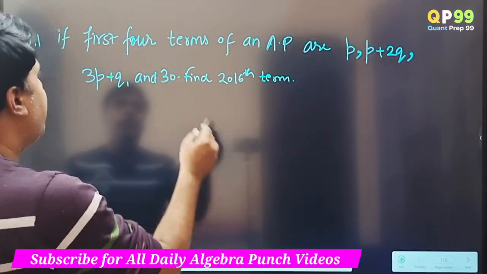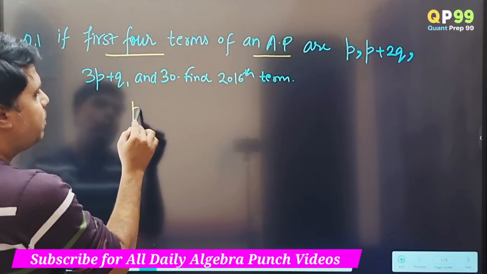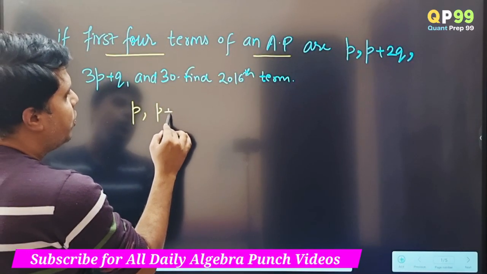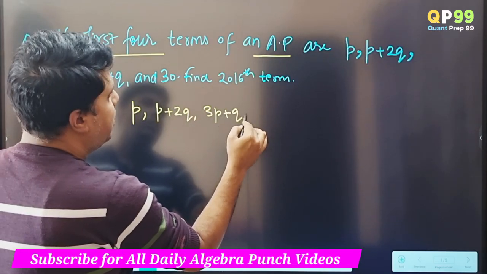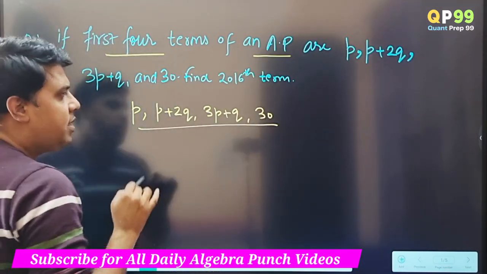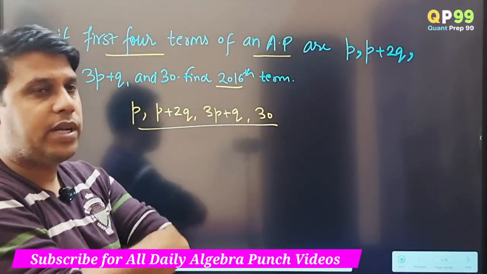So the first question of the video: the first four terms of an AP (arithmetic progression) are P plus 2Q, 3P plus Q, and 30. So these are the four terms of an AP. We have to find the 2016th term, right?